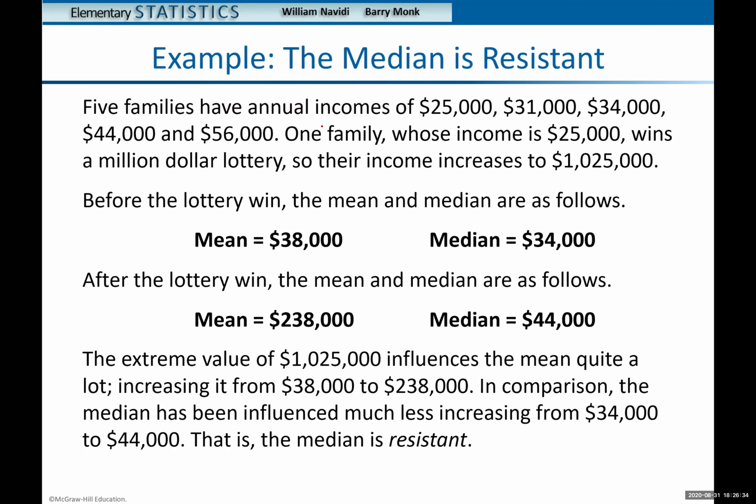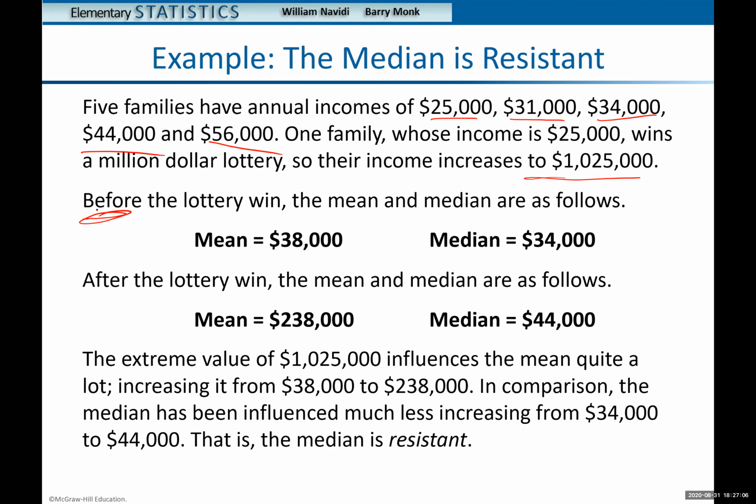So for example here, 5 families have annual incomes of 25,000. That's the first one. Next, 31,000, 34,000, 44,000, and 56,000. One family whose income is 25,000 wins a $1 million lottery, so their income increases to 1,025,000. So at first, before the lottery, we can compute for the mean and median.